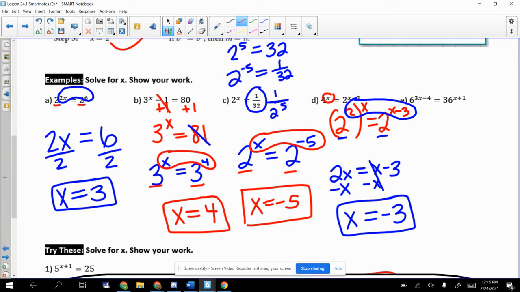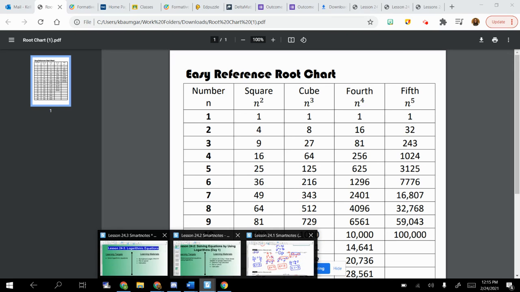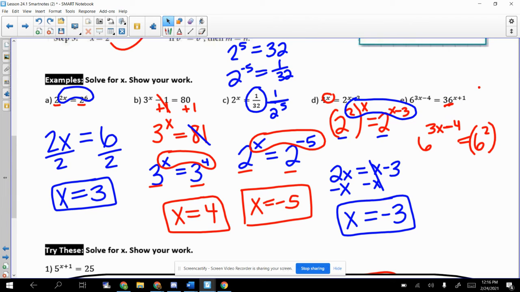And then this last one, we have 6 to the 3x minus 4 and 36 to the x plus 1. So again, if you do not see right away how to get these to have the same base, use your chart, your root chart. Okay, so how can we get 6 and 36? Well, 6 squared is equal to 36, so that's what we're going to use. So we would rewrite this as 6 to the 3x minus 4, we're not going to change that one, equals, but now we need to change this 36 to be a 6 squared. Okay, so I'm going to write that as 6 squared, and again, I'm going to do my parentheses, and then we have the x plus 1.